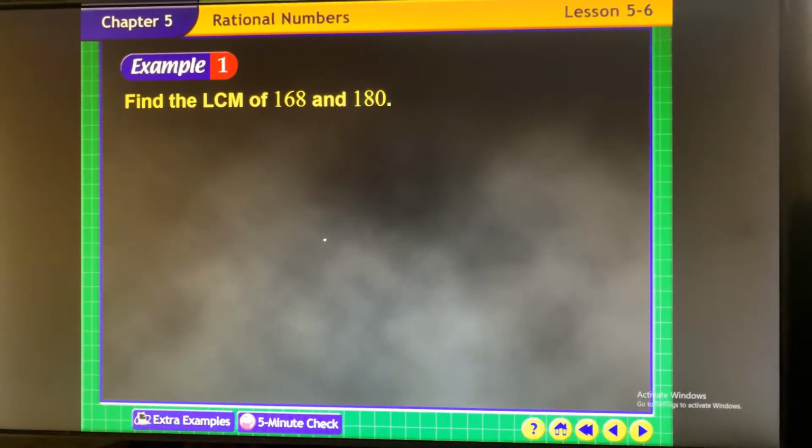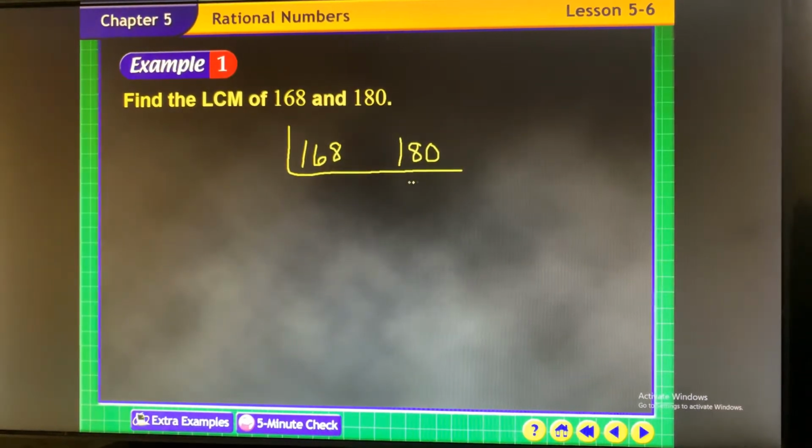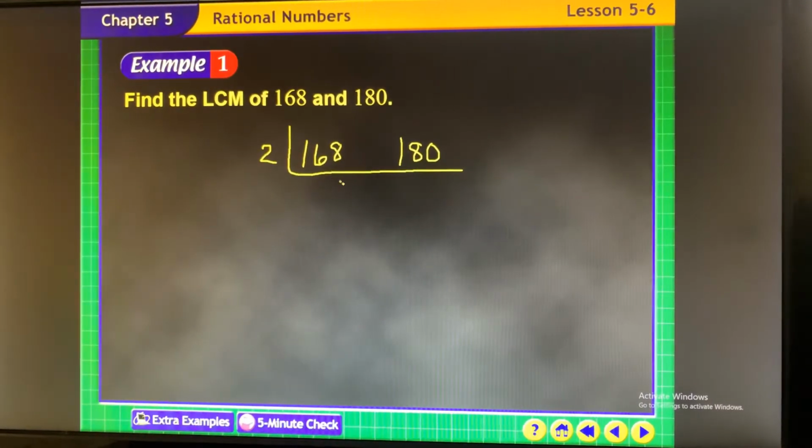So if I want to find the least common multiple of 168 and 180, I'm gonna go ahead and cake this. These aren't the best numbers, they're awfully large, but that's all right. Can you think of the largest number that can go into these? You can start with the smallest number if you want. Let's just start with 2. 2 goes into 168 84 times. 2 goes into 180 90 times, okay?